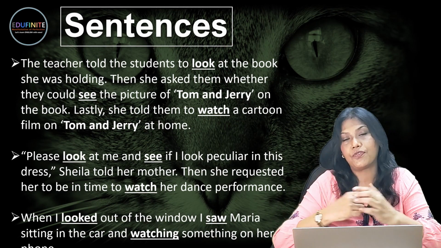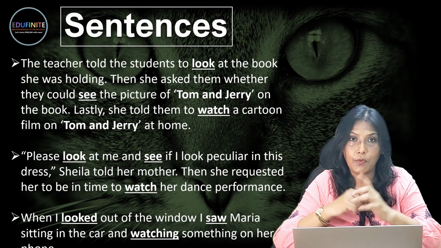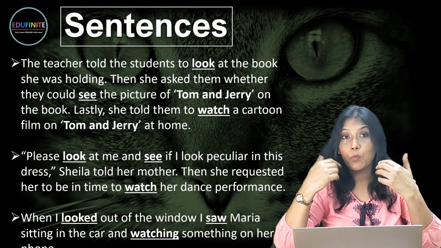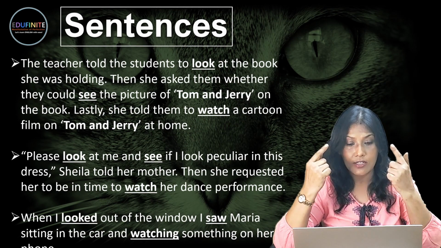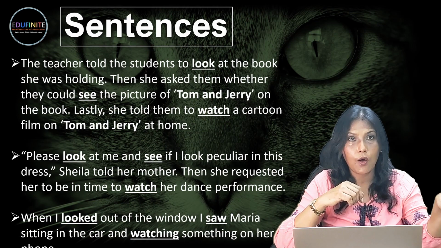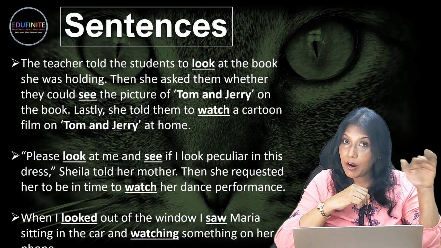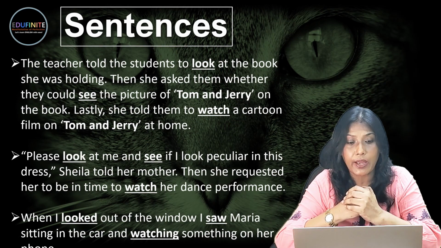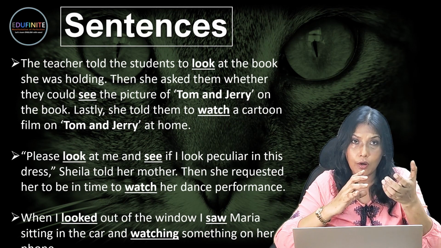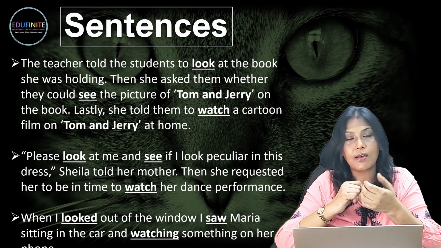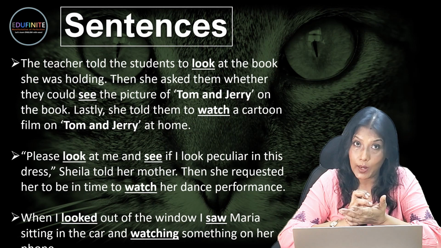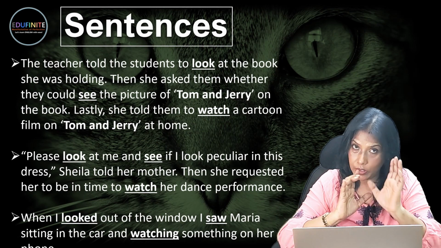When I looked out of the window, naturally, if I have to look out of the window, I'll have to turn my eyes towards that direction. So I looked out of the window and what did I see? What did my eyes perceive? I saw Maria sitting in the car. So there was a car parked on the road near my window. And Maria was sitting in that car and what was she doing? Watching something on a phone. So I could see she had a phone in her hand and she was watching something on her phone. That means she was concentrating on her phone for quite some time.